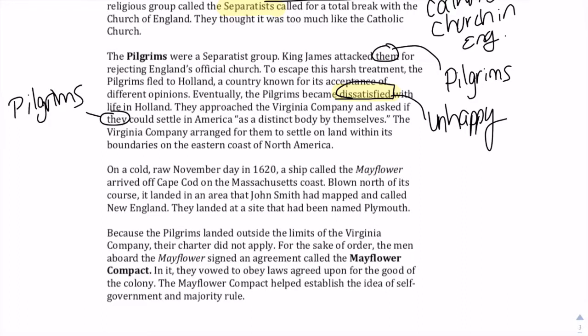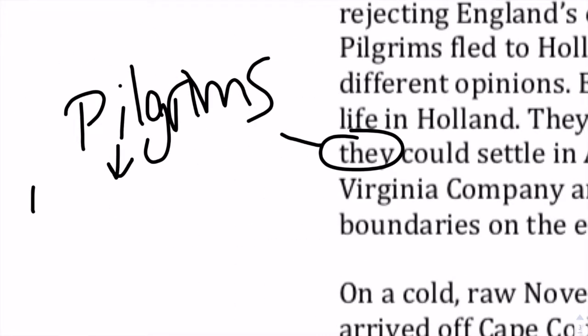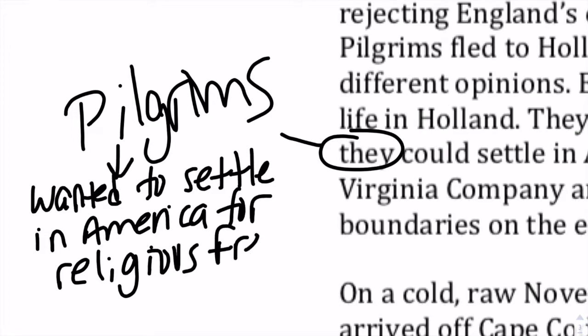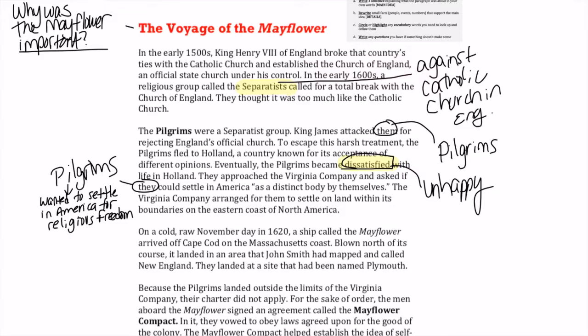Again, the word they comes up. I'm not sure who they are. I may have to read the sentence before just to get an idea, and that's going to be about the Pilgrims. So they're going to settle. Now that I understand that the author is using the word they to refer to the Pilgrims, I can now write my little notes in the margin that they wanted to settle in America for religious freedom.